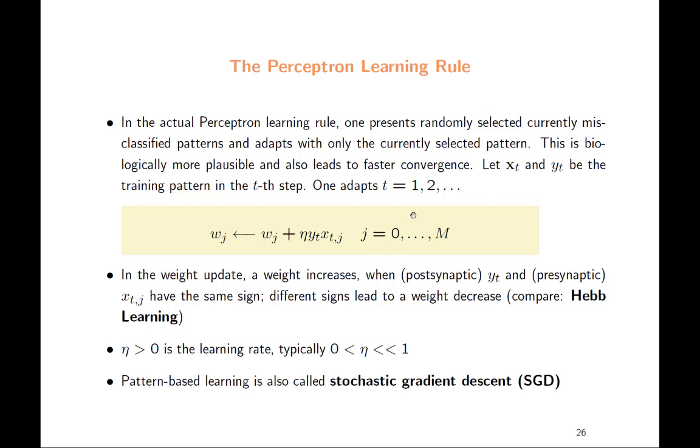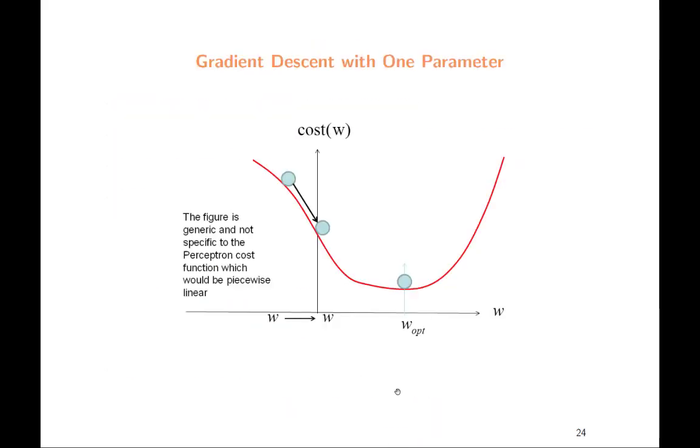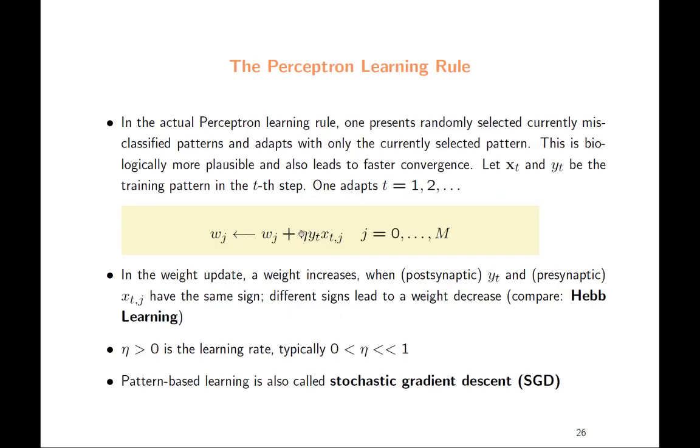So at time step t, we are optimizing wj in the direction of the negative gradient, but calculated only on this actual training data pattern at time t. So the difference is here. Here we had the sum, and here we don't have the sum. And of course, if the training data point is correctly classified, we don't do anything because there's no gradient, and only if it's misclassified, we apply this gradient rule.